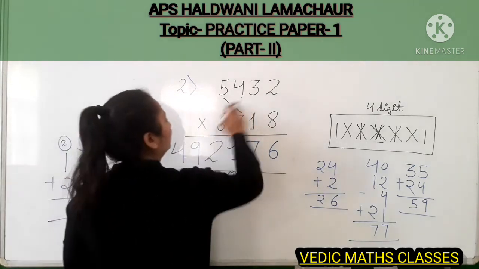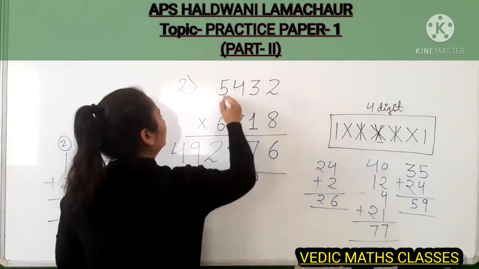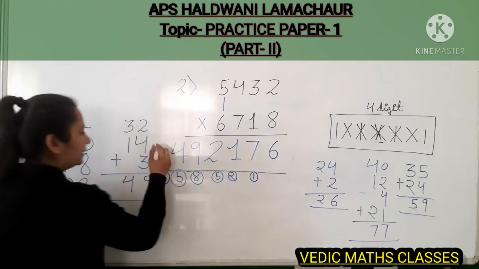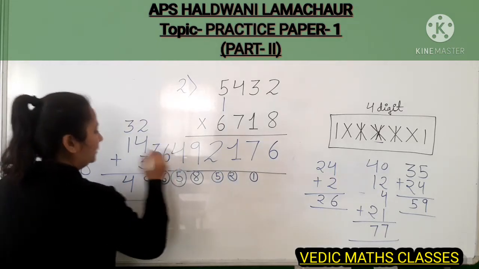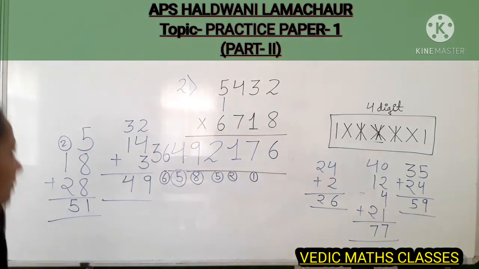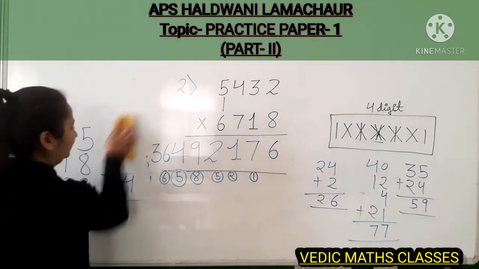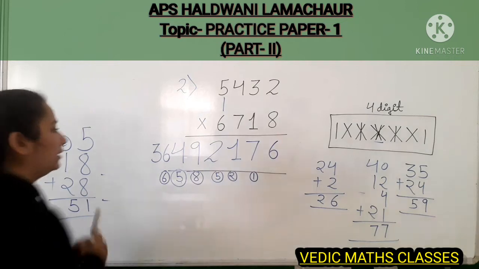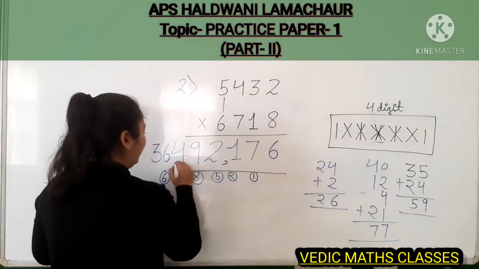And now the last single. 6 5s are 30. 30 plus 6, 36. So this is your answer. You can see kids that the answer is so lengthy.